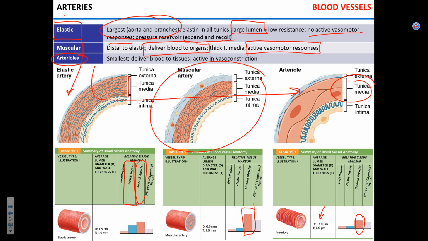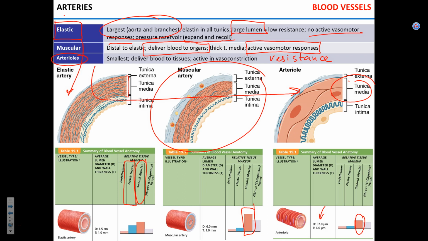So these arteries are also called resistant vessels. Arterioles are perhaps the most important blood vessels that regulate the systemic blood pressure. Their function is to deliver blood to tissues, and therefore they can regulate the tissue perfusion.